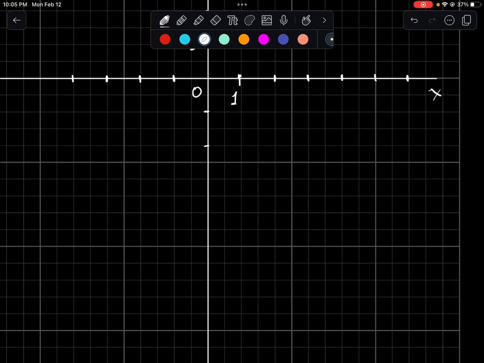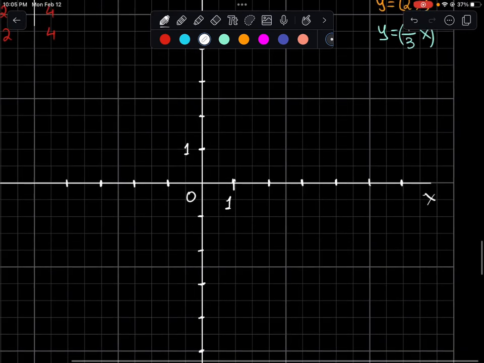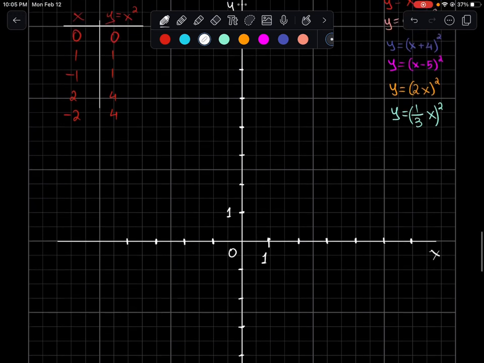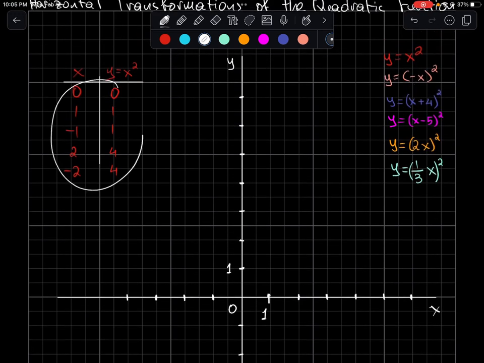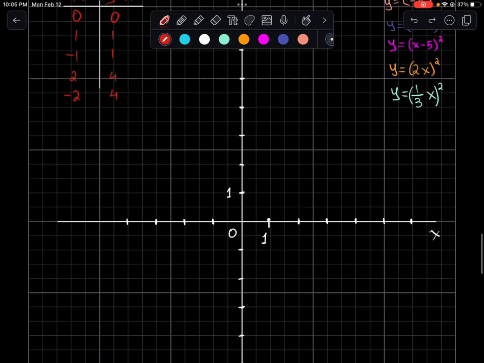Okay, almost done with this. And I'm gonna start plotting those points. The first point is 0, 0. That's gonna be my vertex, which is right at the origin. 1, 1 and -1, 1. 2, 4 and -2, 4.